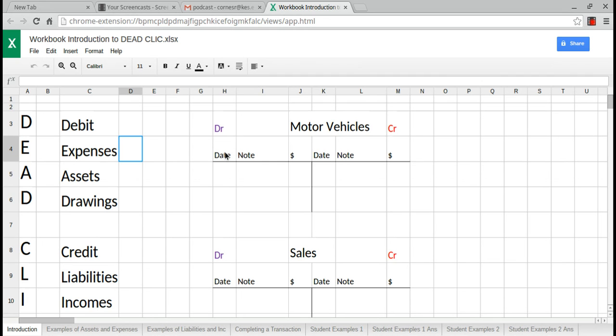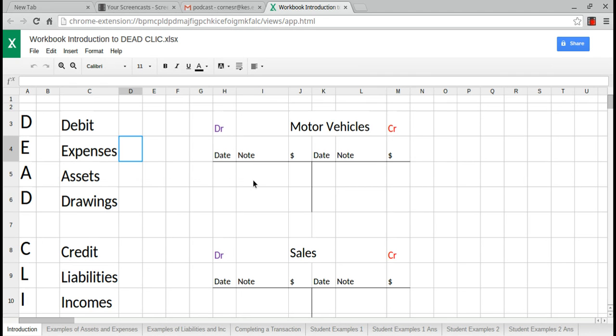What you should always record on them are the dates. You should always have a column for the financial amount. In this case, I'm using dollars, but it could be pounds, Kuwaiti dinar, any currency that you're using. There's also a column for notes, and what we normally put in the note column is the opposite account in which the other entry has occurred.